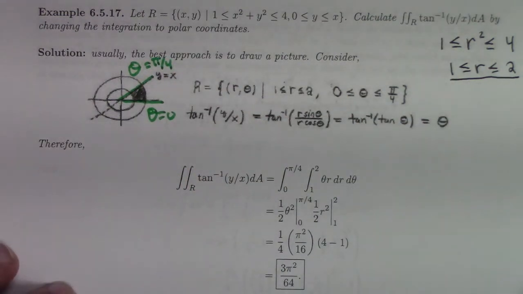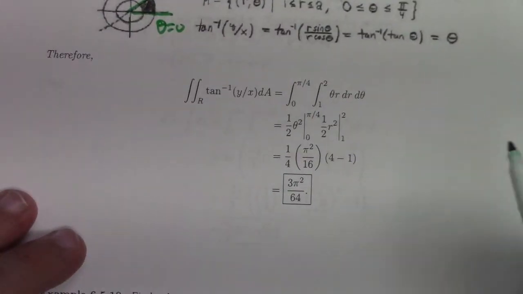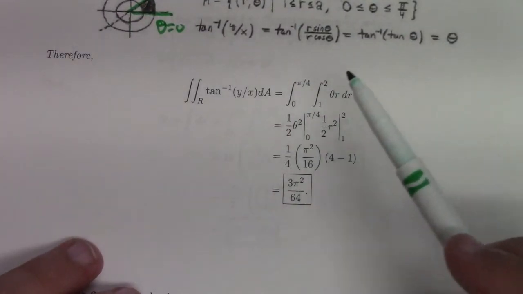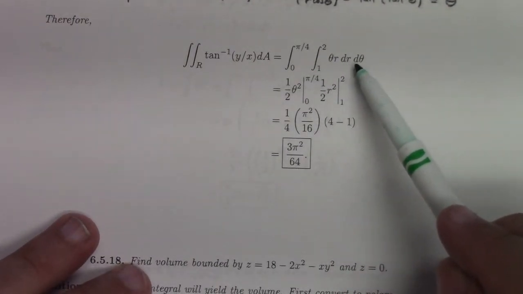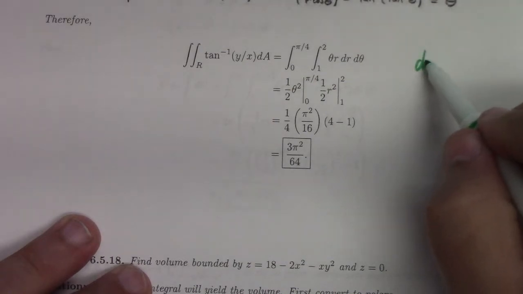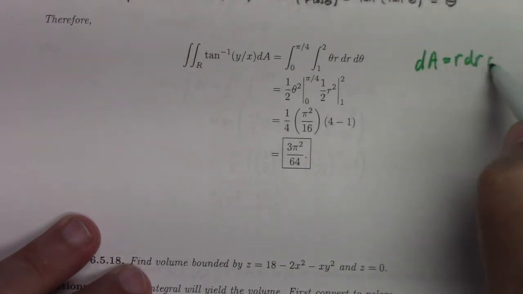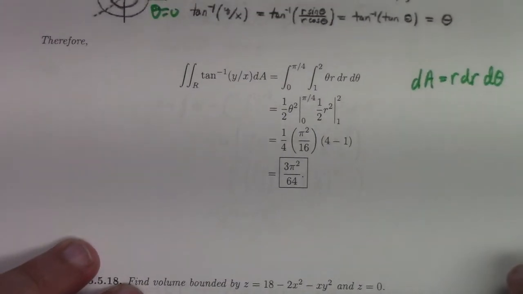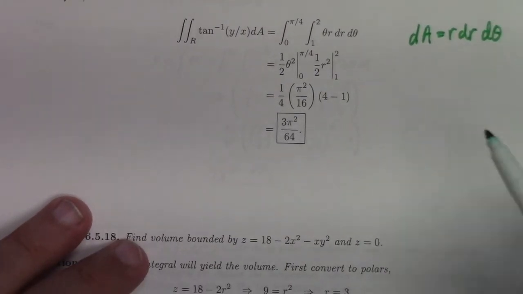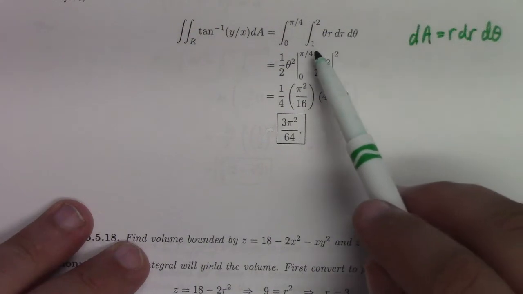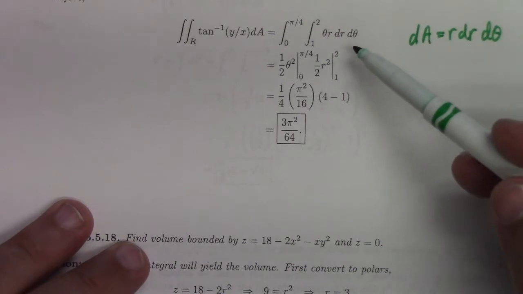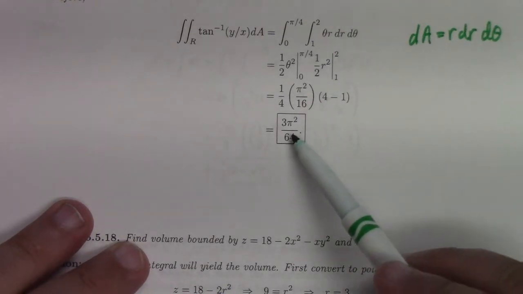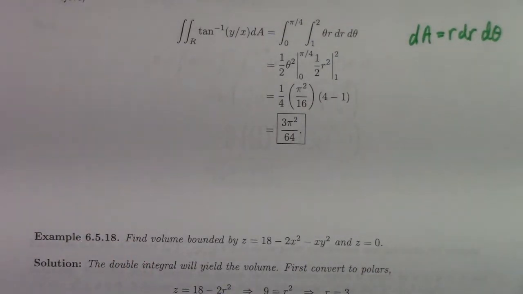So we're integrating from an inverse tangent of y over x, well, that's just theta. So we're integrating theta r, and the r from, again, dA is r dr d theta, right? That's the change of variables theorem in action. And again, the other action is changing the bounds. So 1 to 2, 0 to pi over 4, theta r dr d theta, and you go through the steps, and you get 3 pi squared over 64. So it's pretty good.